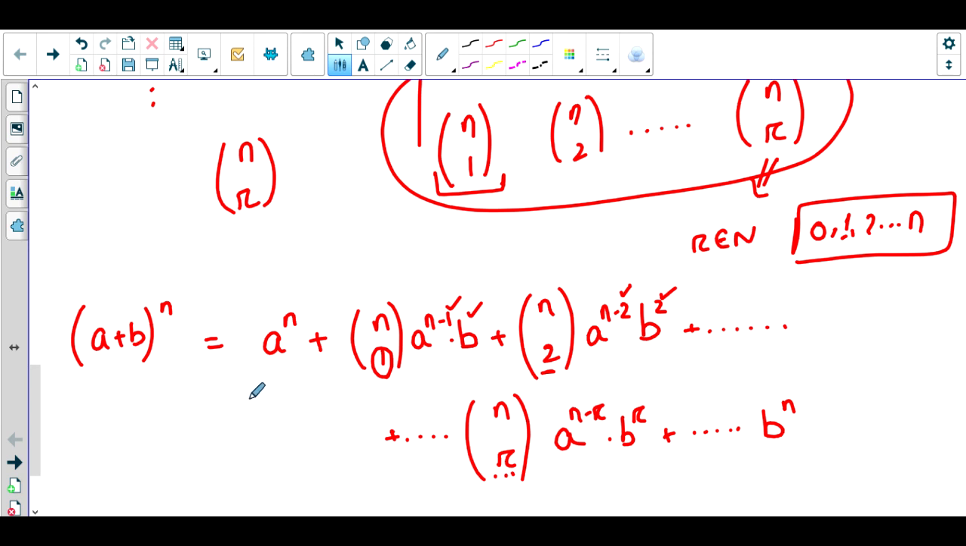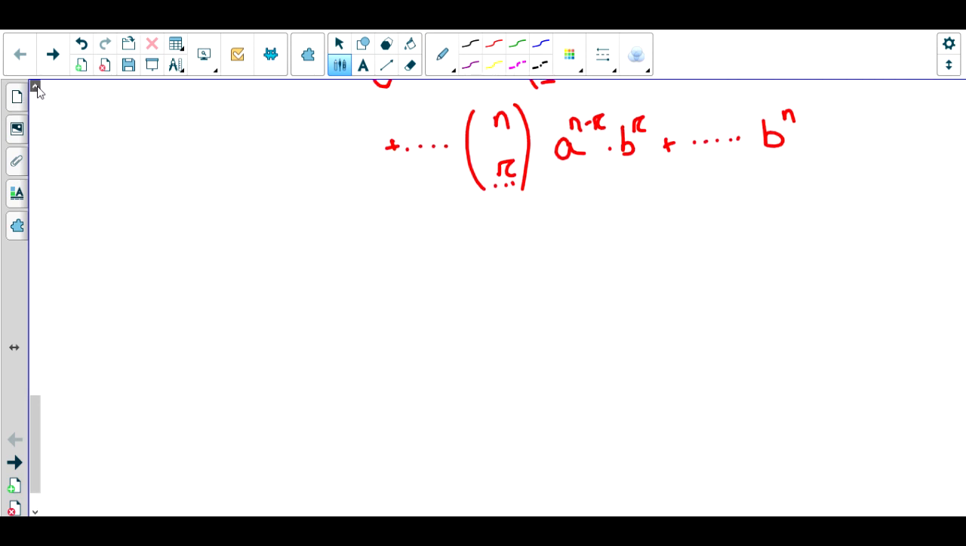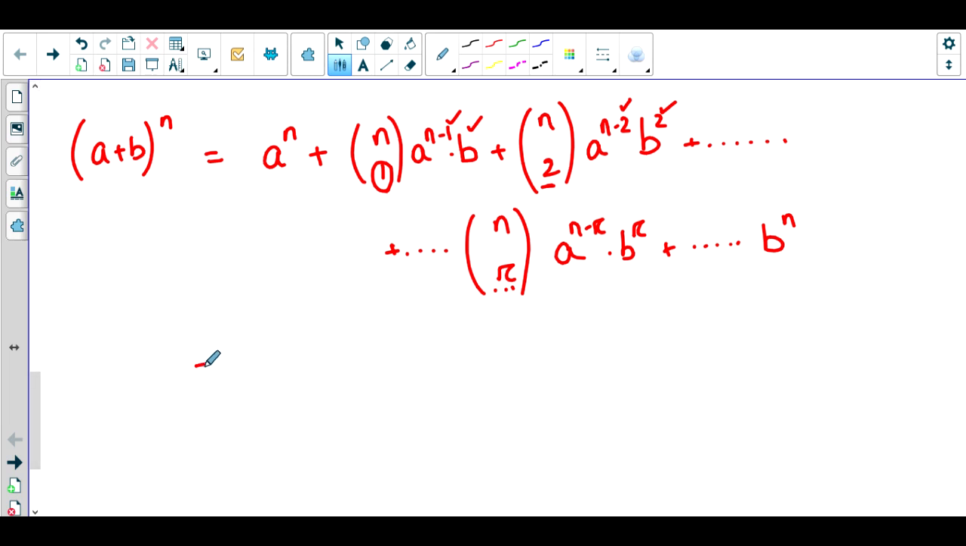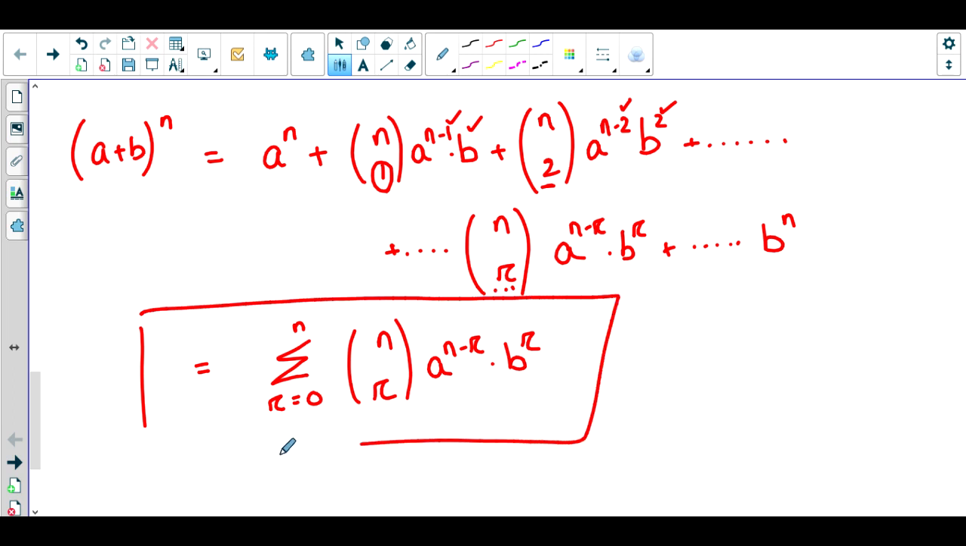This theorem is called what? This is the binomial theorem. This can also be written in summation form. How can we write it in summation form? Summation is like this form: r starting from 0 going to n, right? Here we have nCr a^(n-r) into b^r. This is the binomial theorem. In summation form this can be used.